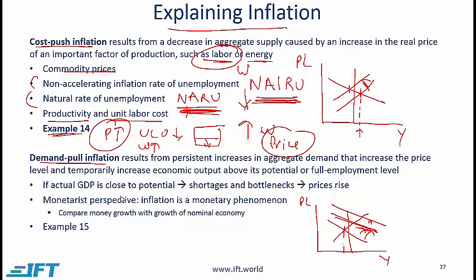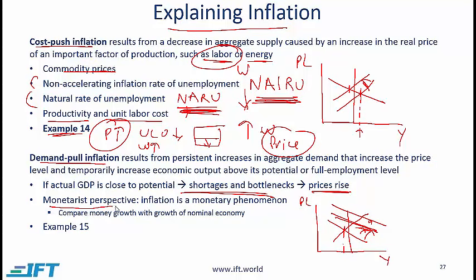As might be clear here, if our actual GDP is at potential or above potential, then that will result in shortages and bottlenecks. We will be at very high levels of utilization. Labor will be overworked, so it makes sense that prices will increase.